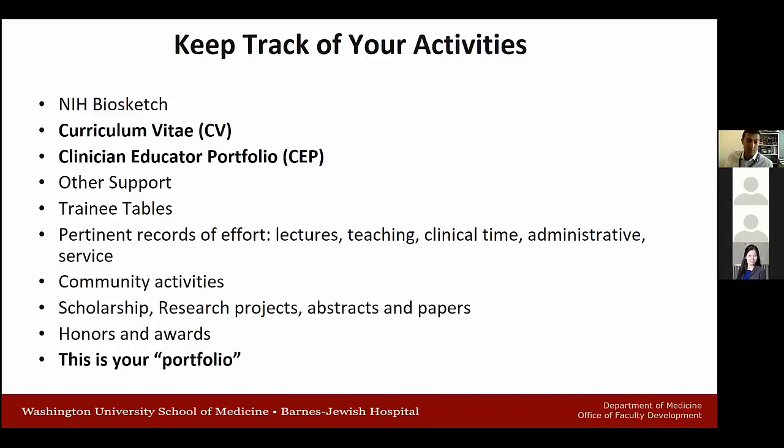I would say at minimum, twice a year, set aside some time, look at your CV and see what you've done. The clinical educator portfolio is just an extension of that, but it is far more descriptive than what's on the CV, so definitely set aside dedicated time to update it. There are other things that are part of your portfolio that may become applicable when it comes time for promotion, including, but not necessarily, all of the other things listed here on the PowerPoint.